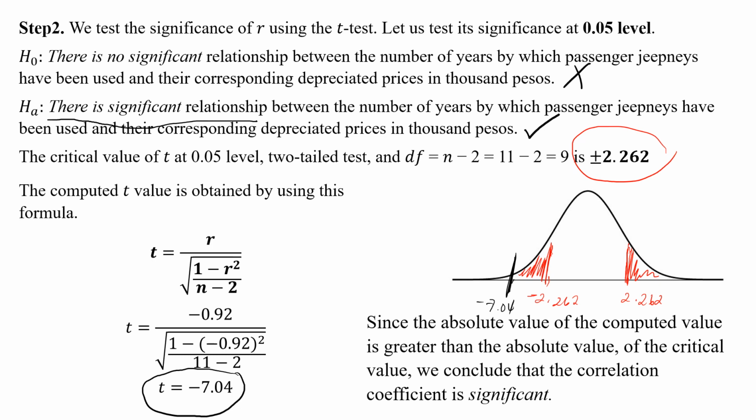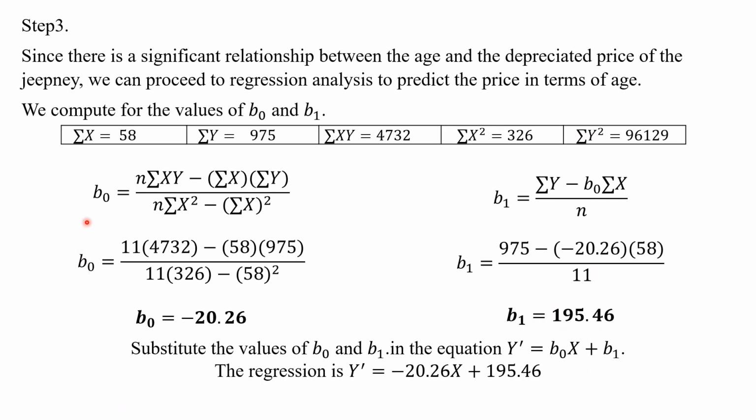Okay? Pero kapag ang answer natin is accepted si null hypothesis, meaning there is no significant relationship between the two variables, ibig sabihin, hindi natin pwedeng gawin si regression analysis. Okay, next step, since there is a significant relationship between the age and the depreciated price of the jeepney, we can proceed to regression analysis to predict the price in terms of age. Okay, so again, pwede lang natin gawin si regression analysis kapag merong significant relationship yung ating dalawang given na variable.